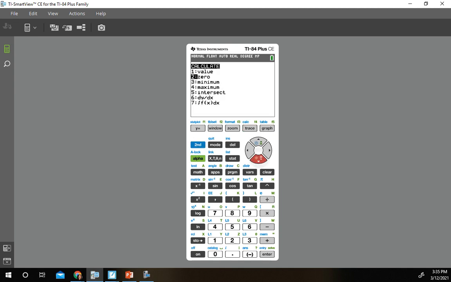So I'm going to press second, trace, intersect. And I'm going to scroll as close as I can to where they intersect. And I'm going to press enter 3 times because it's going to say first curve, second curve, guess where you think it is. So 6.83 is going to be our answer. Okay, so 6.83 or 6.39, sorry, 6.39, and that will be your altitude. So your answer for that is going to be 6.39 for your altitude.